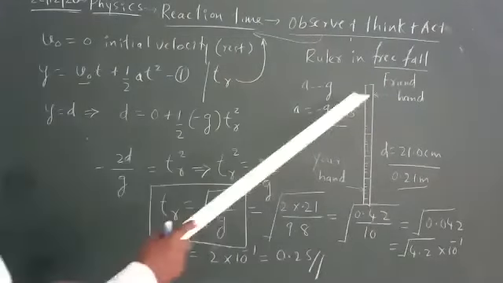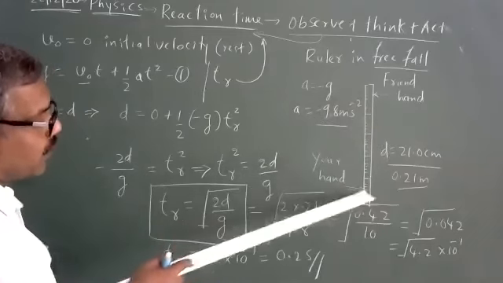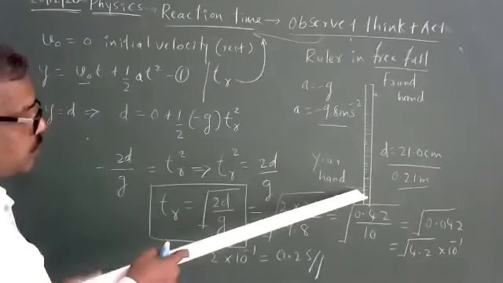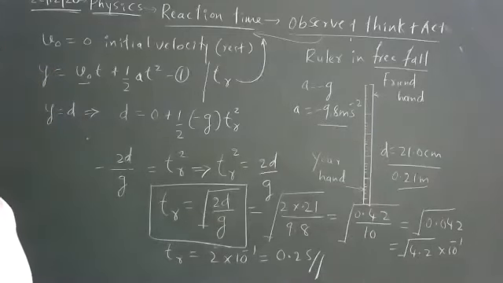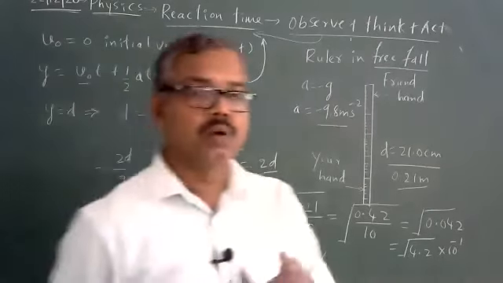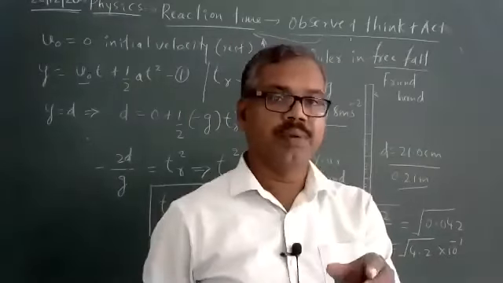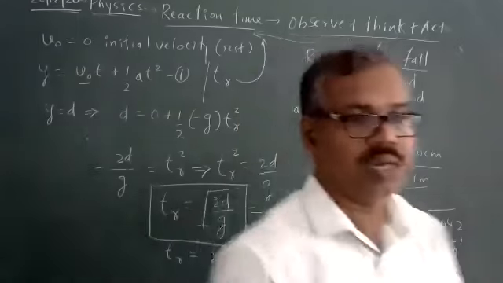What it means is that from the instant your friend releases the ruler, you spend 0.2 second to hold it between your fingers and thumb. That is called reaction time.